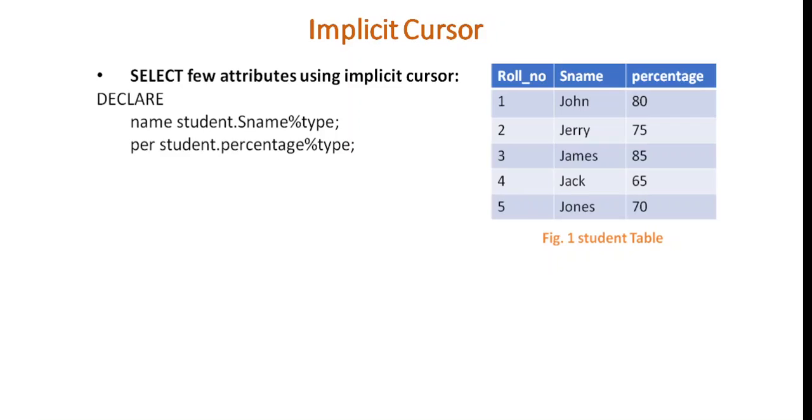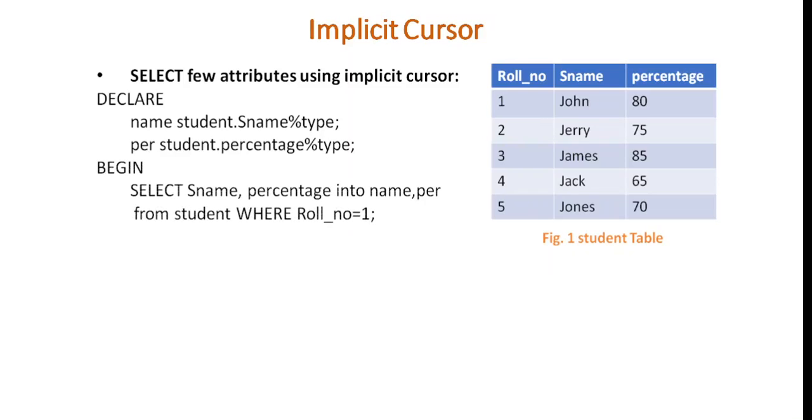Now after this declaration, name will have a data type equal to sname and per will have a data type equal to percentage. Now we can fetch sname into the name variable because the data types are the same, and we can fetch percentage into the per variable because the data types are the same. So this is how we can declare variables to fetch data from the table. See, we are not fetching the entire row, we are only fetching a few attributes.